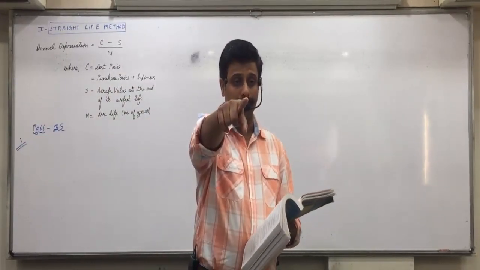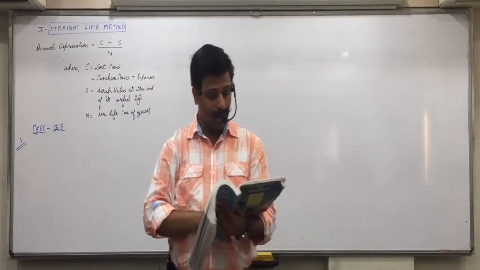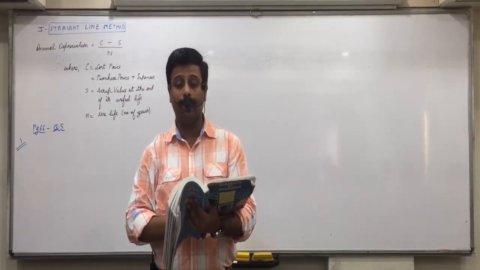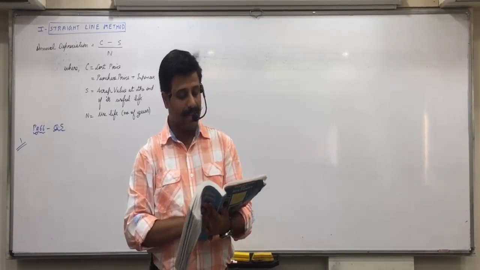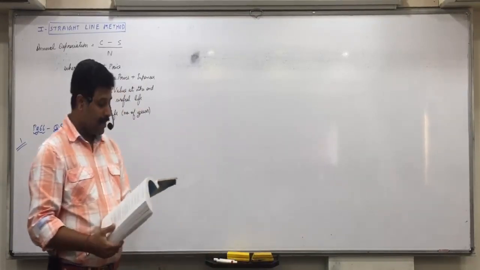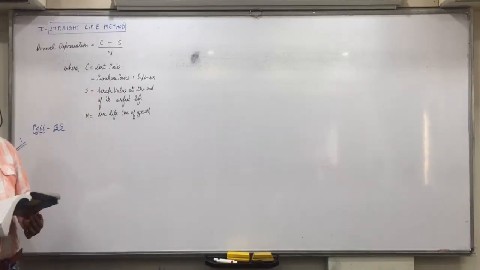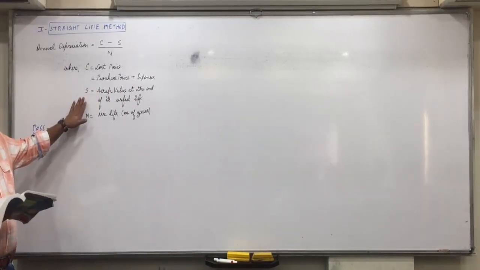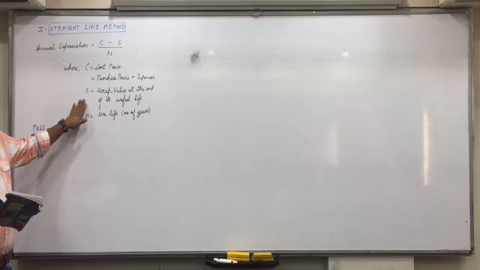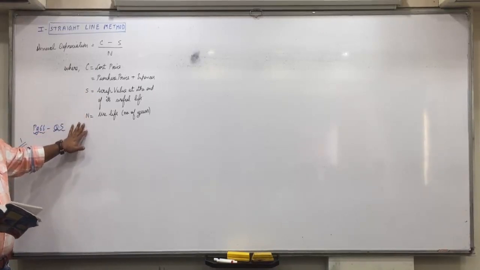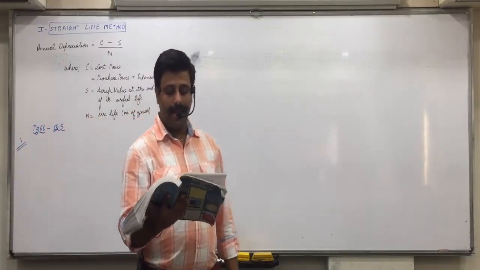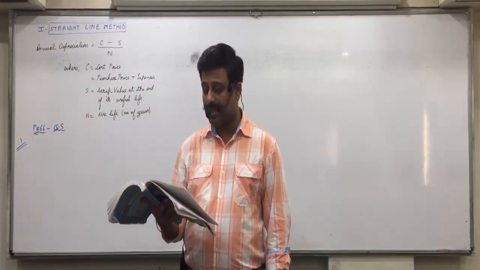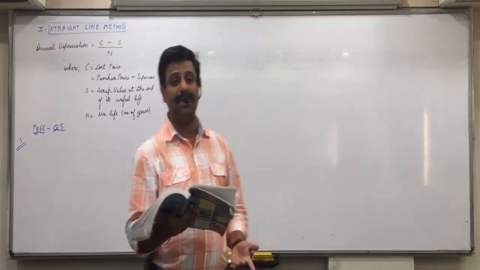Is the camera on? Okay. If scrap value is estimated to be rupees 14,600 after its life of 8 years. So S, scrap value, is 14,600, and after its estimated life of 8 years, so its useful life N is 8 years. Determine the annual amount of depreciation and annual rate of depreciation.